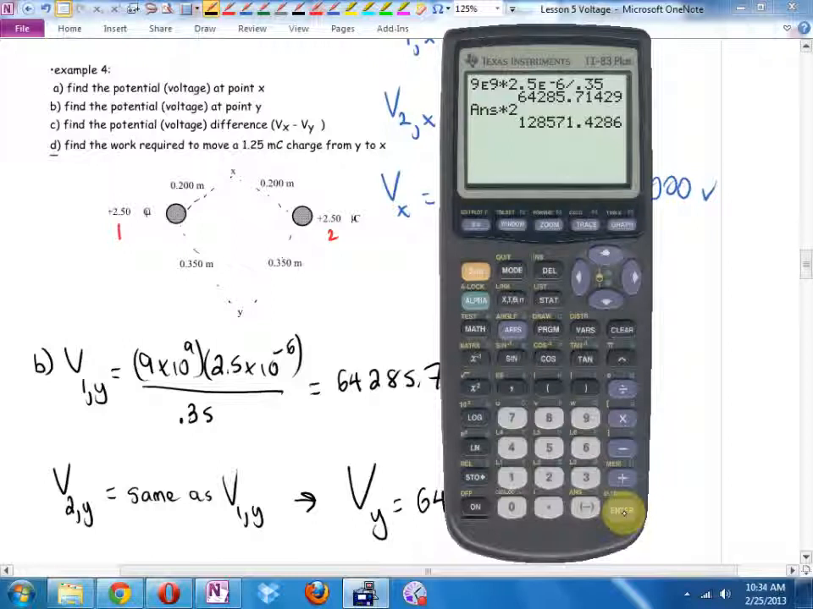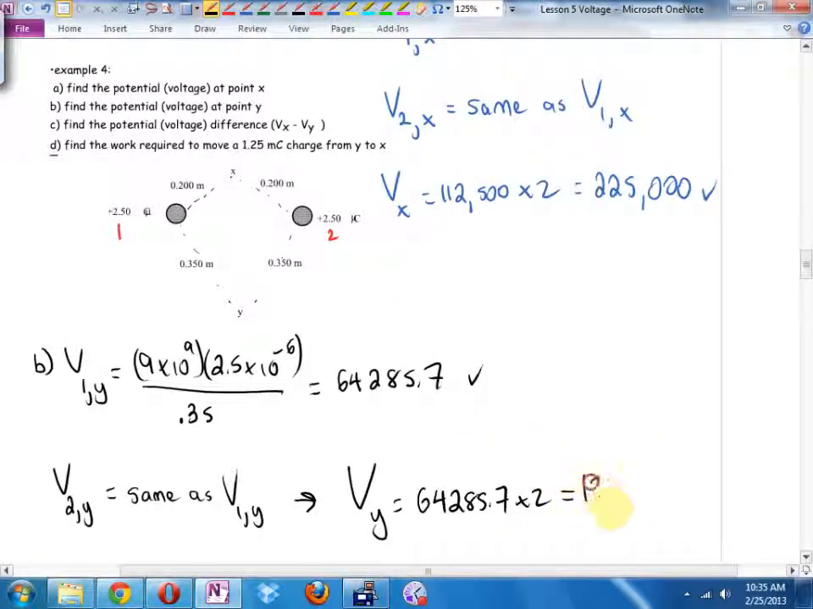128,571. Although normally I'd round off, I'm going to carry a few extra sig figs. So to 3 sig figs, it would be 1.29 times 10 to the 5th volts, because the 8 would get rounded up. So there's my 3 sig figs, or 1.3 times 10 to the 5th volts.